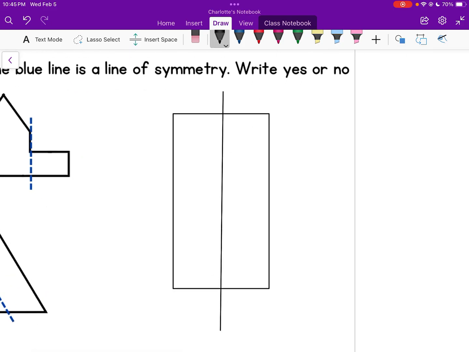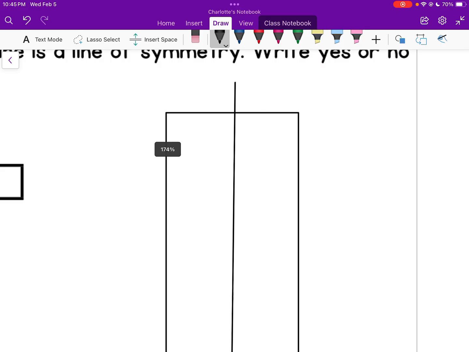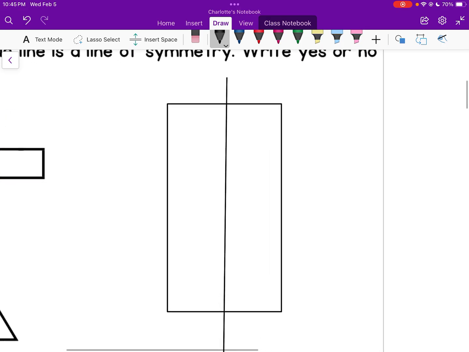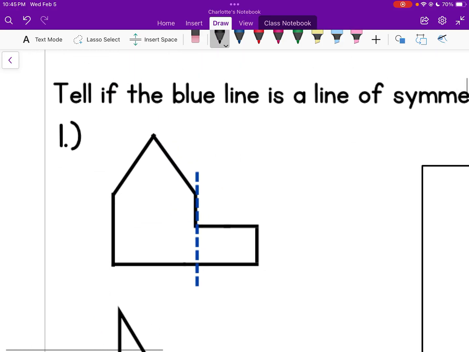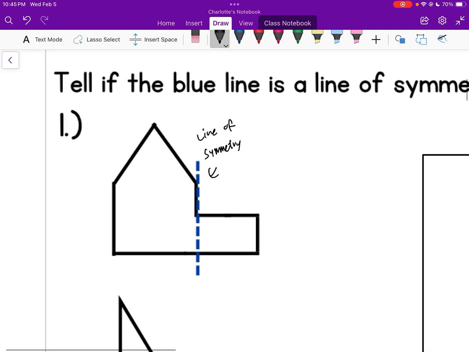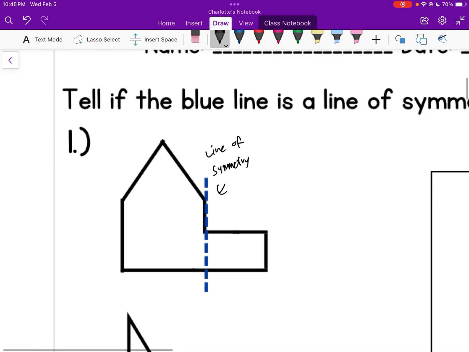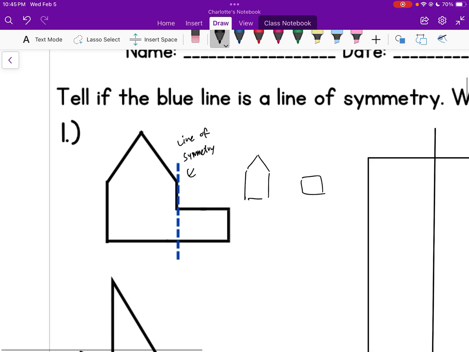It looks a little uneven right now, but let's say this is in the middle of the shape. It should divide the shape in half exactly, and the two halves should look exactly the same as each other when you divide it. So number one, is this a line of symmetry? When you look at it, it's not divided evenly, so it's like a separate shape like this right now. So in this case, it's no.